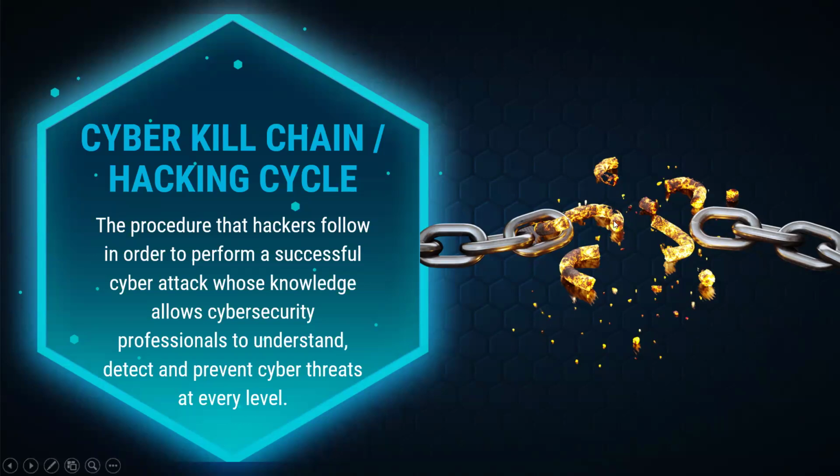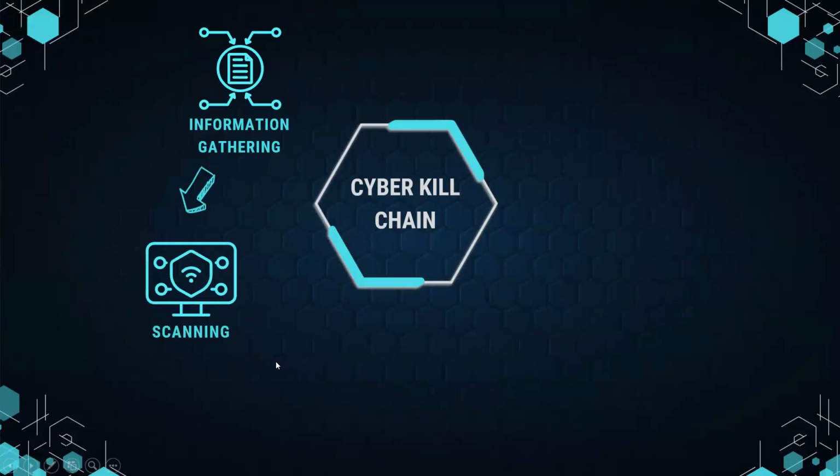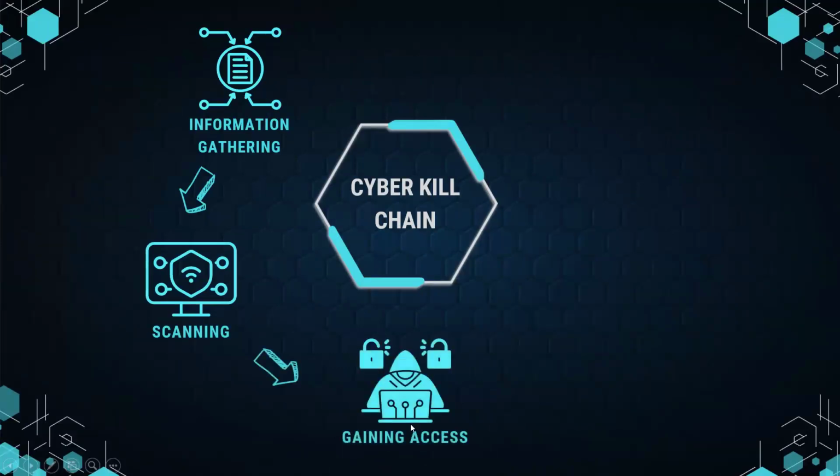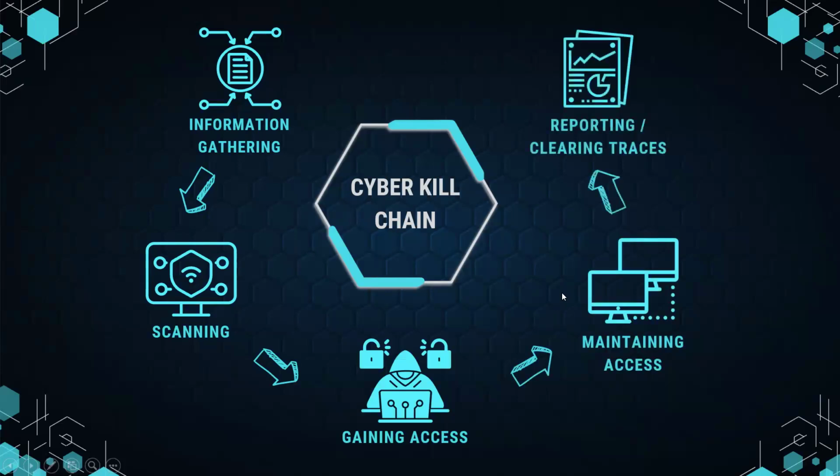The first step in the cyber kill chain or hacking cycle is called information gathering. Second step is called scanning. Third step is gaining access. Fourth step is maintaining access. And the last step is reporting or clearing traces.